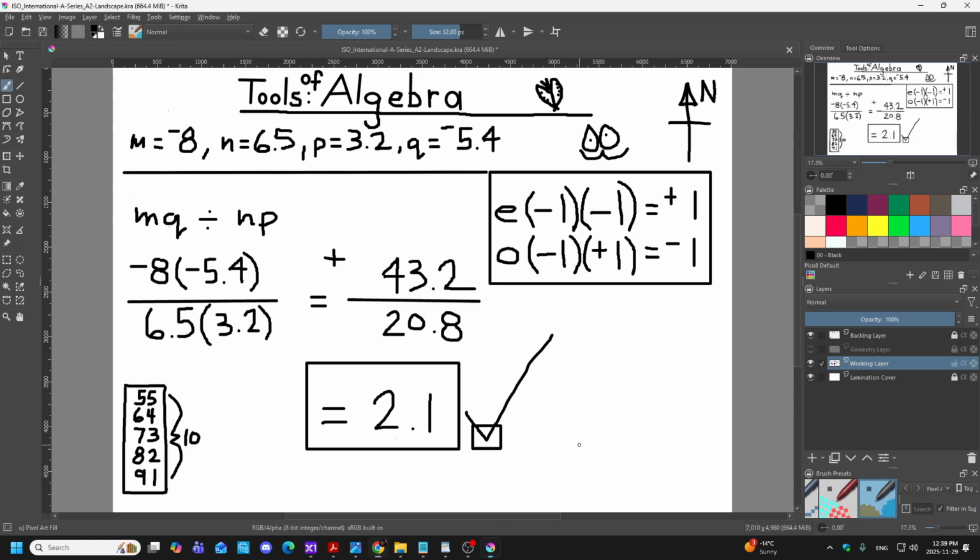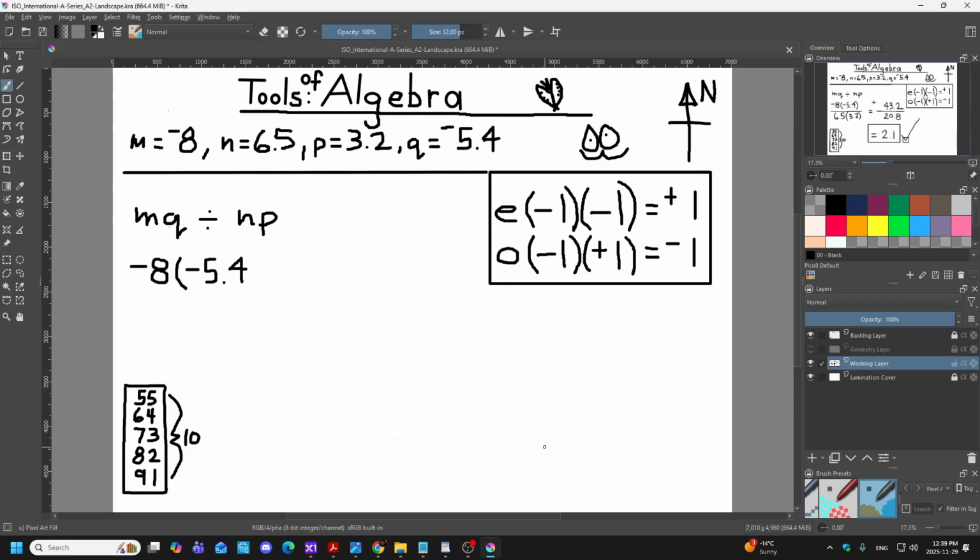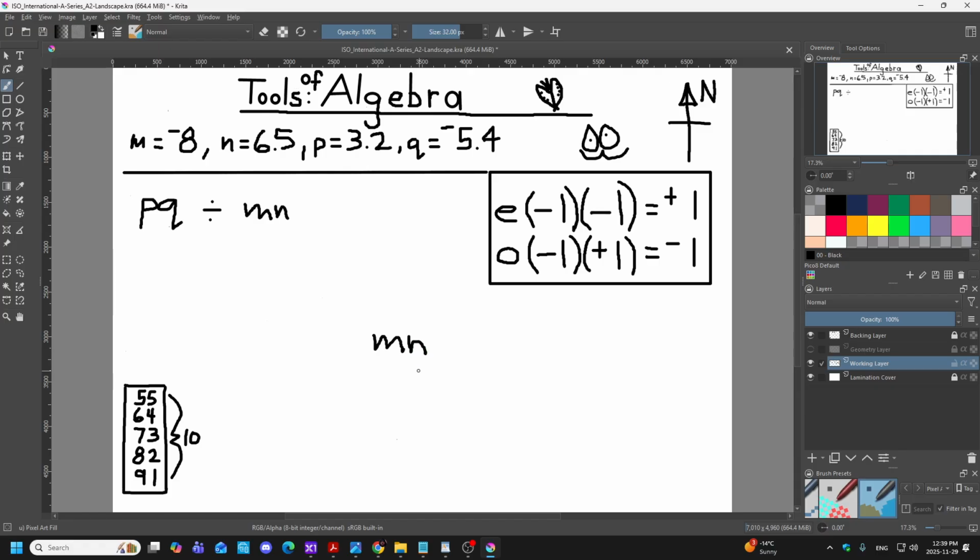Okay, we'll quickly do one more. PQ, also all being divided by M times N. I guess I didn't mention, when you have two variables beside each other, that's also multiplication, or multiply.